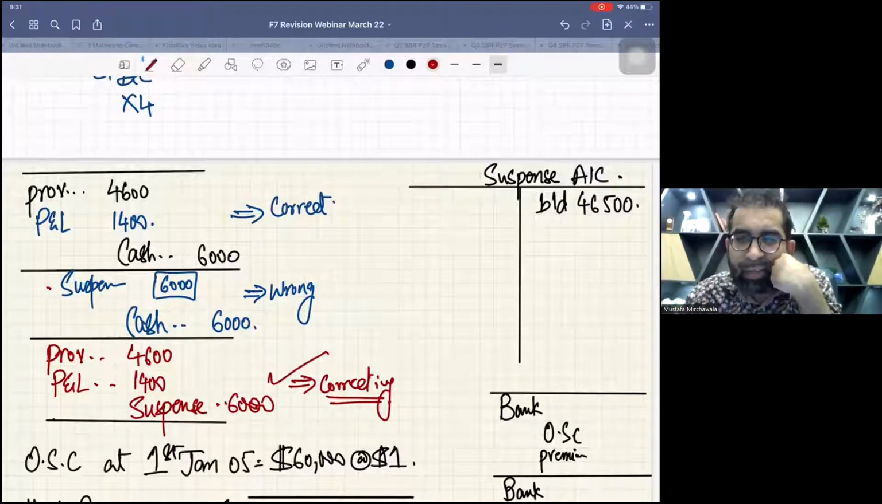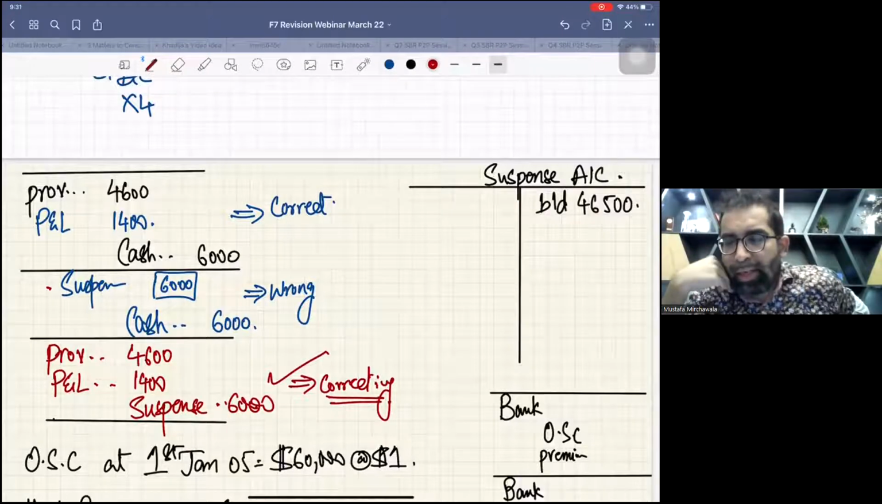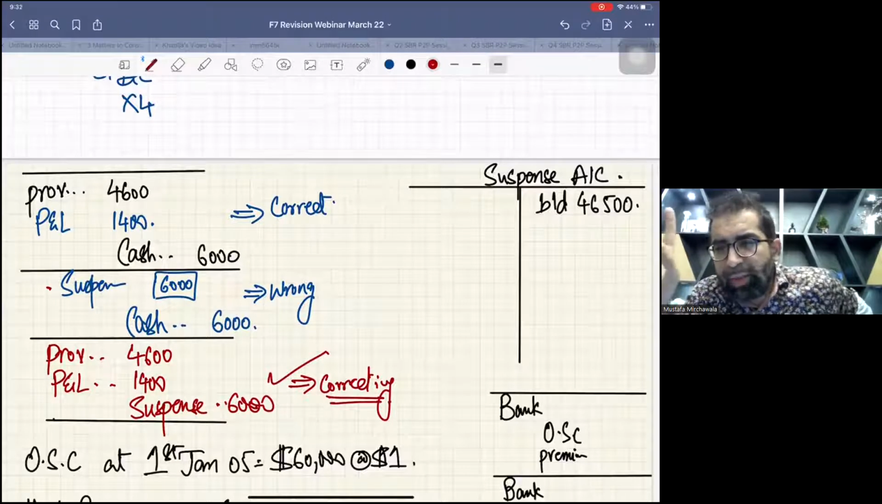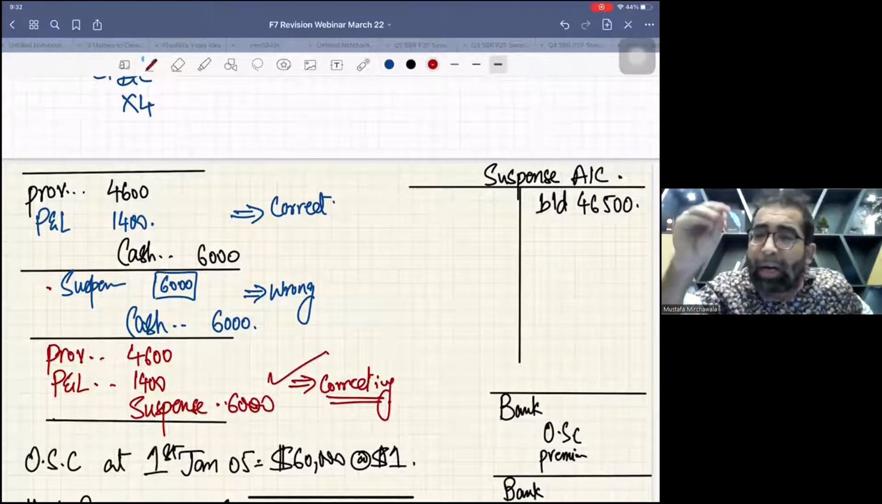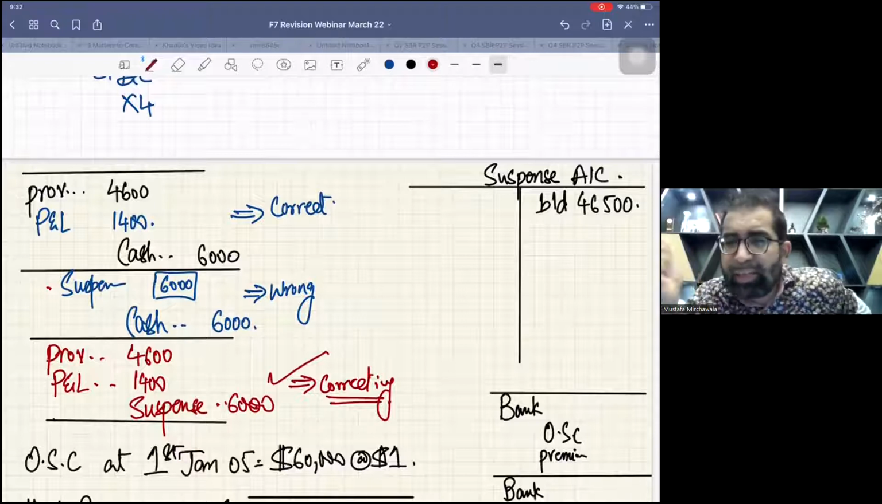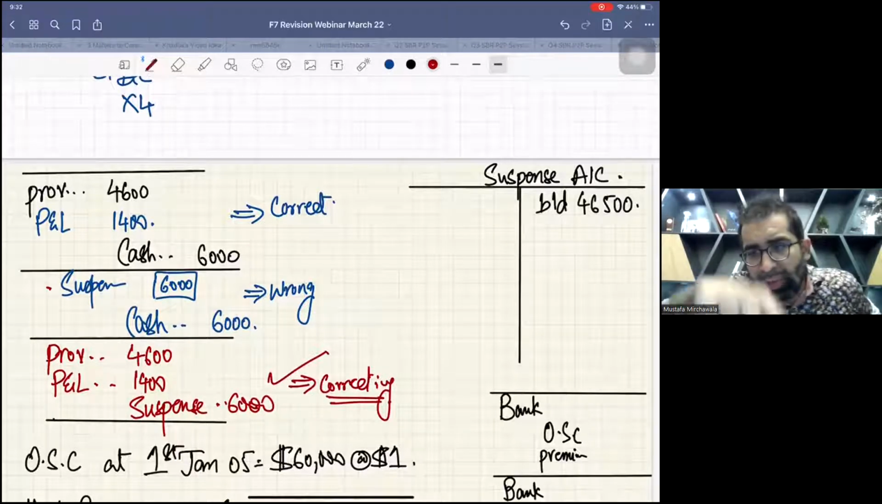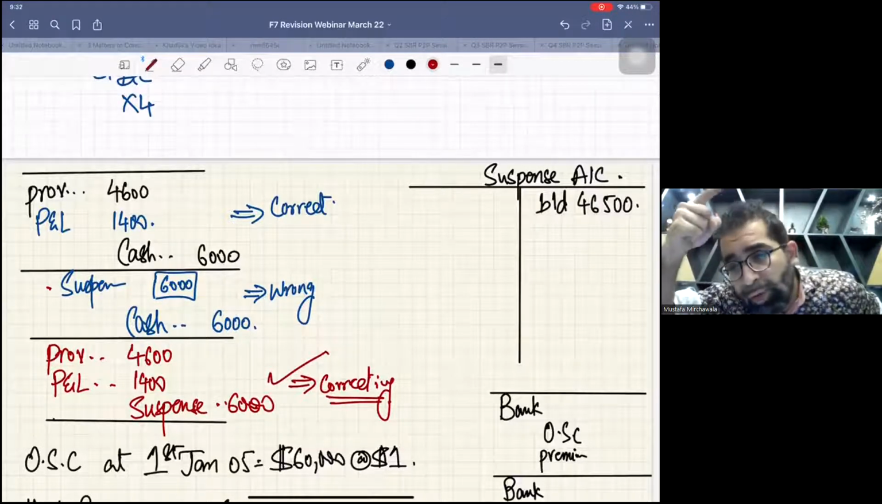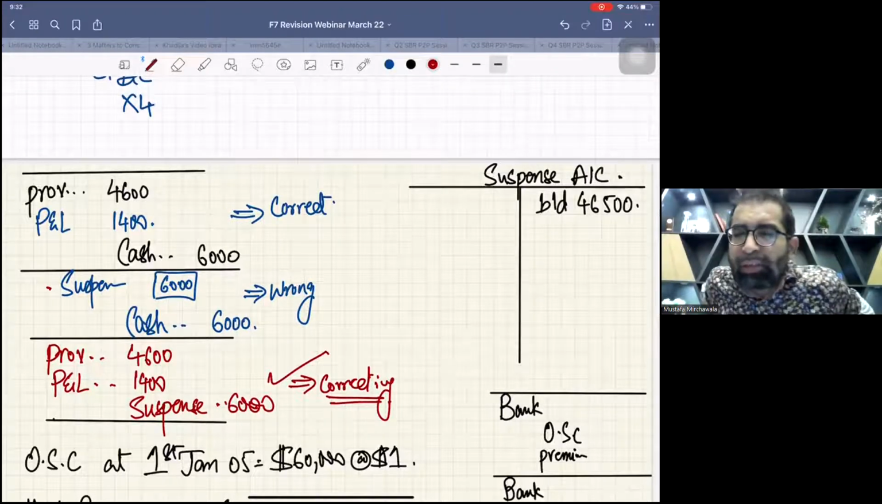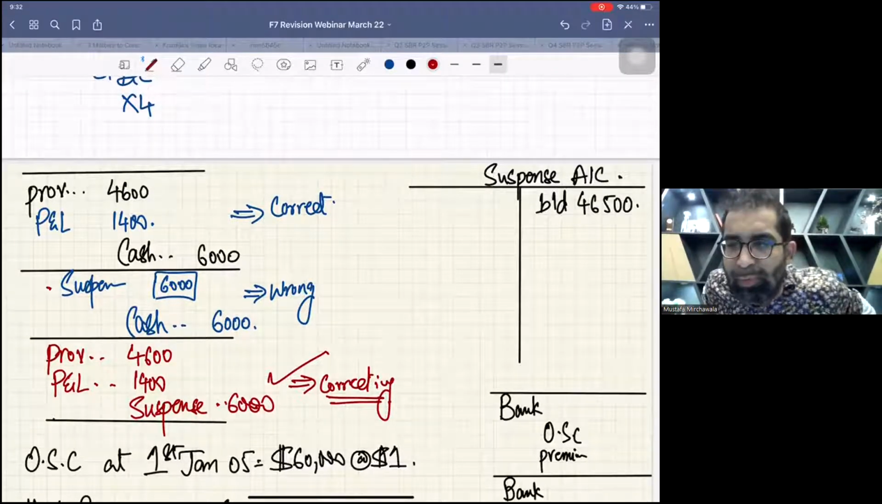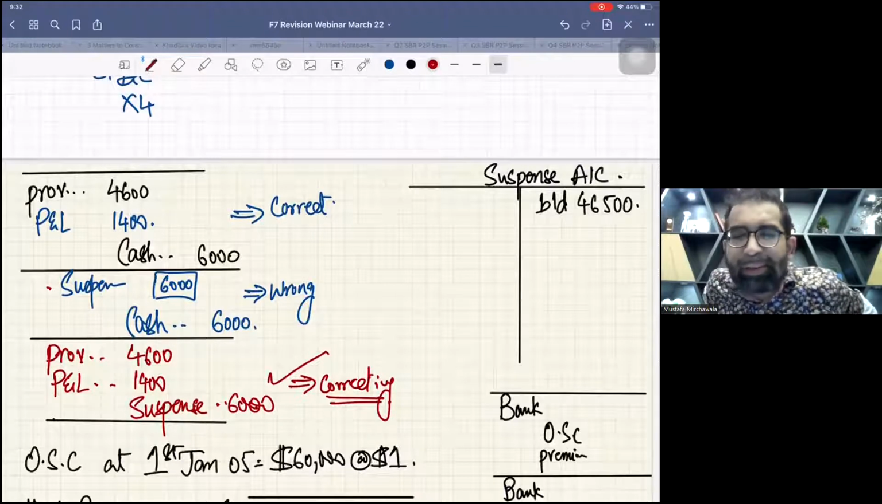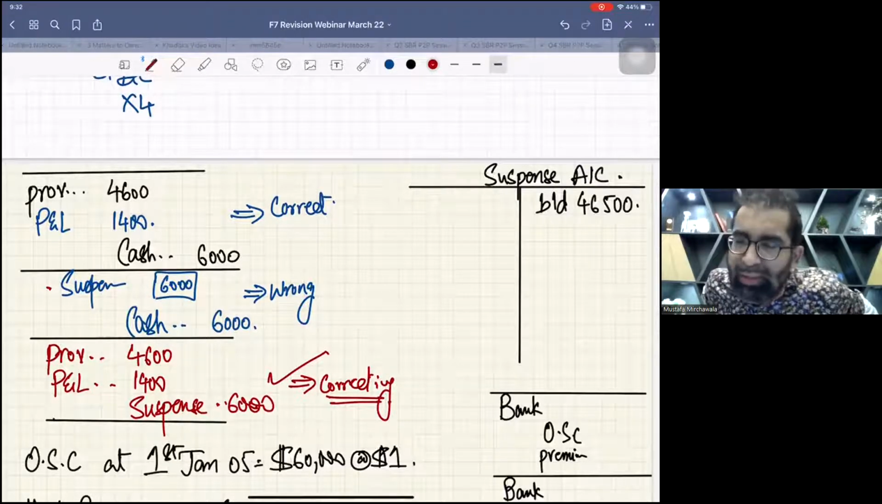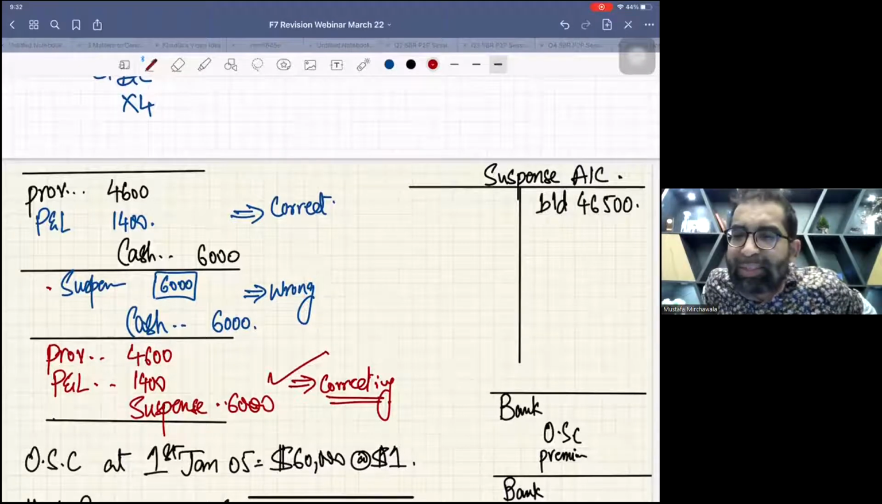Now, as a student, you may ask one thing, sir, how to adjust these things in the financial statement? Forget about the suspense account. How to adjust these numbers in the financial statement? Very easy. The provision will no more be part of your year-end balance sheet. Provision liability will no more be part of year-end SOFP. Although there is no requirement of SOFP in this question, but provision will not be part of year-end SOFP.